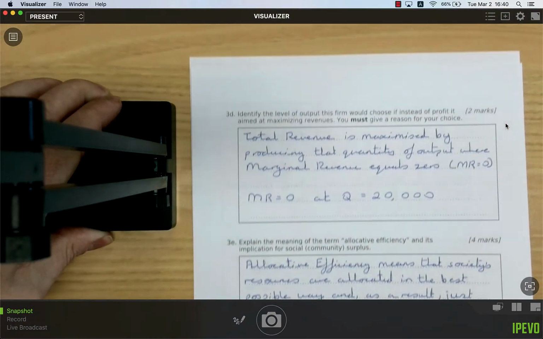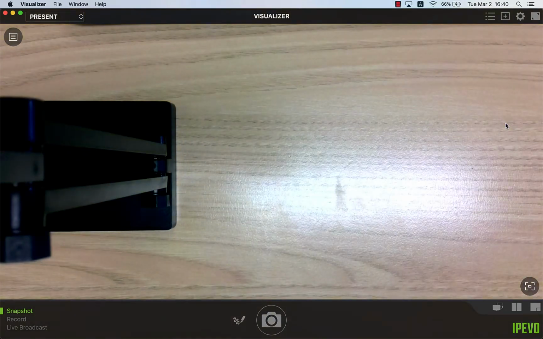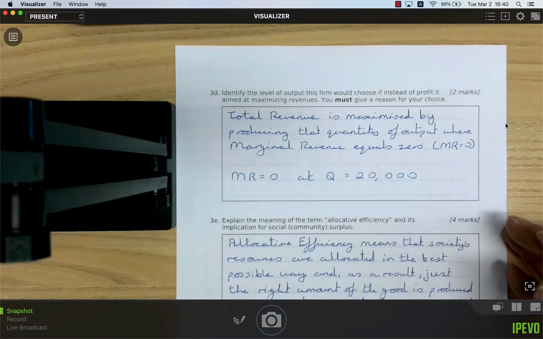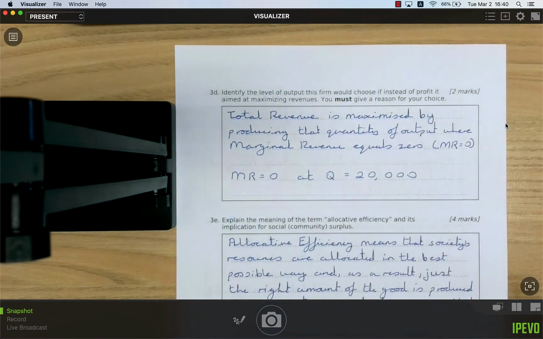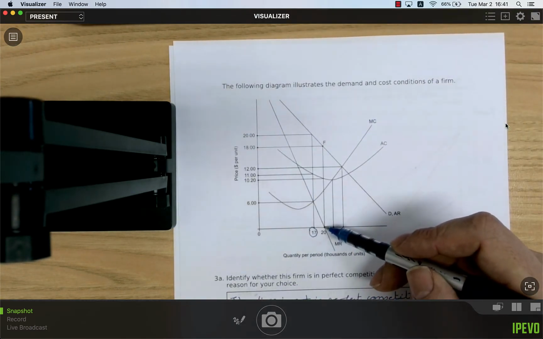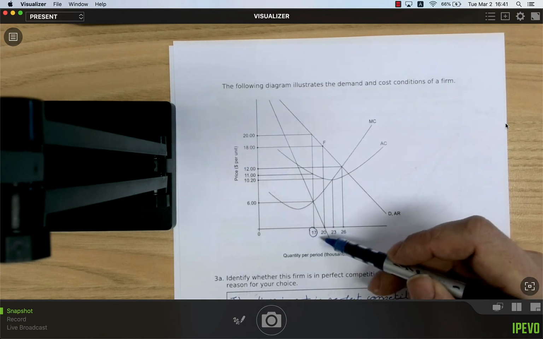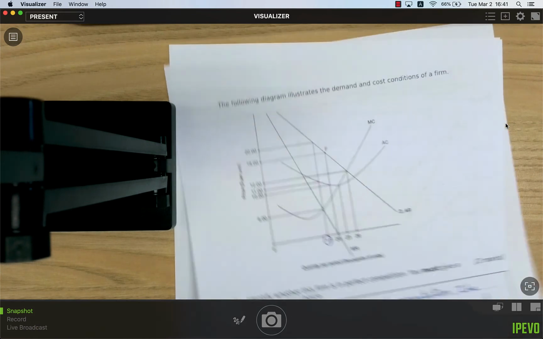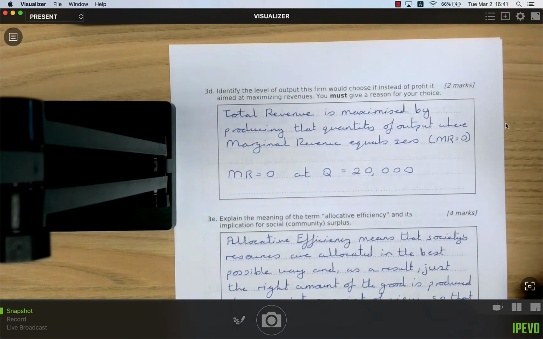Okay, forgive me, adjusting the camera and the sheets of paper. Okay, identify the level of output this firm would choose if instead of profit, it aimed at maximizing revenues. Right, well, we know that the condition in order to maximize revenue is when marginal revenue equals 0. Marginal revenue equals 0 at a quantity of 20,000 units. So total revenue is maximized by producing that quantity of output where marginal revenue equals 0. MR, or marginal revenue, equals 0 at Q equals 20,000 units.